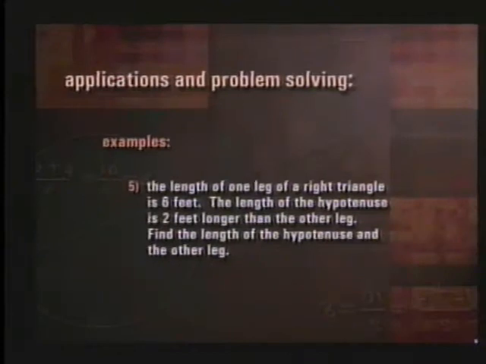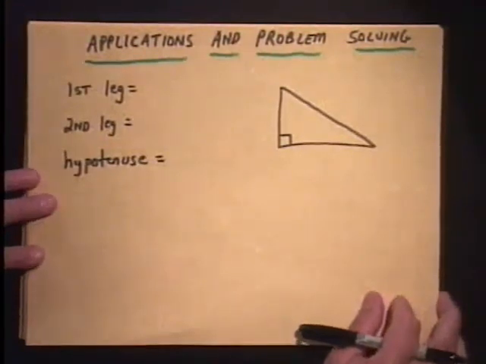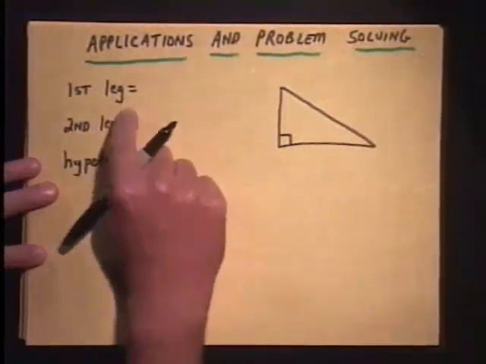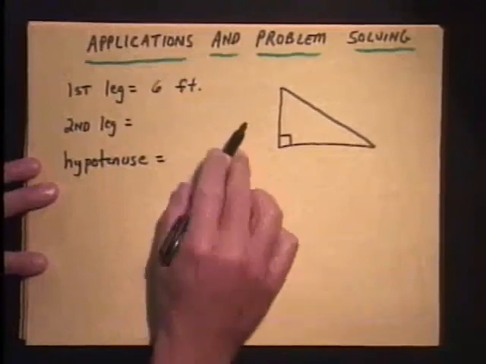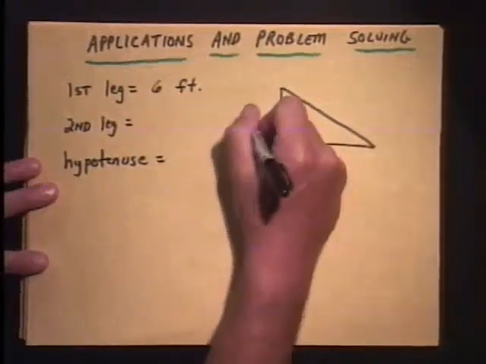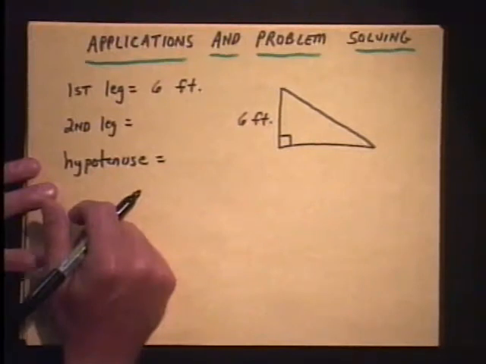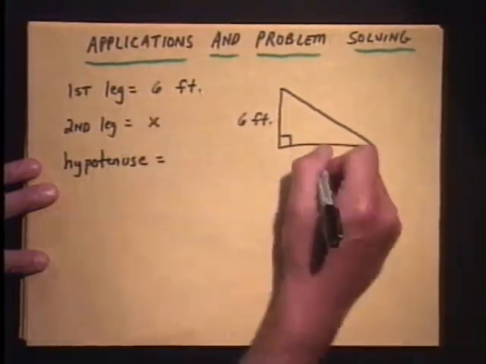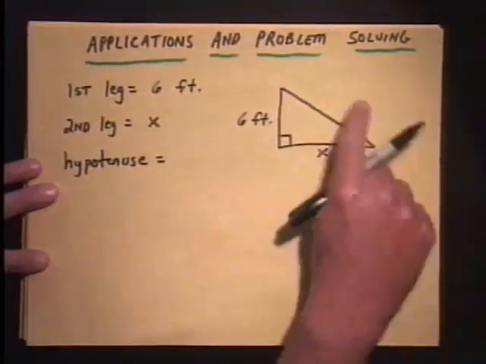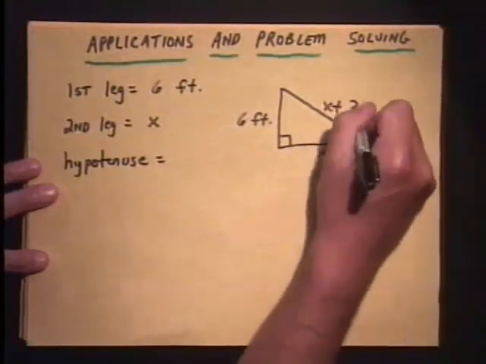Okay, so let's look at the example with the right triangle here. The problem stated the length of one leg of a right triangle is 6 feet. It comes right out and tells us that one of the legs is 6 feet, so we'll write that information in. It doesn't matter which leg we call 6 feet. Since this one's closest, we'll call it 6 feet. Then it says the length of the hypotenuse is 2 feet longer than the other leg. So the second leg we'll call x, since it's being compared to the hypotenuse, which is the long side, 2 feet longer than that. So we'll call the hypotenuse x plus 2.